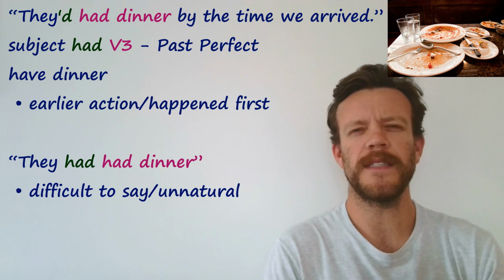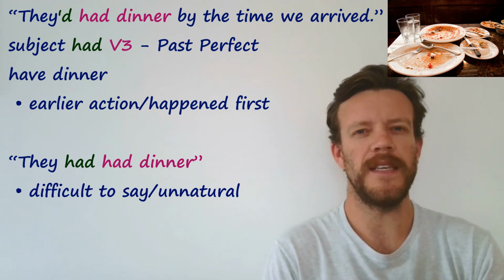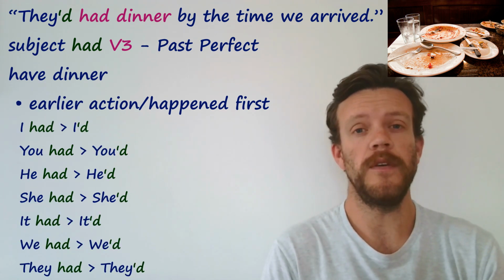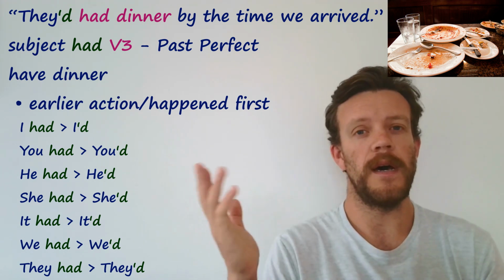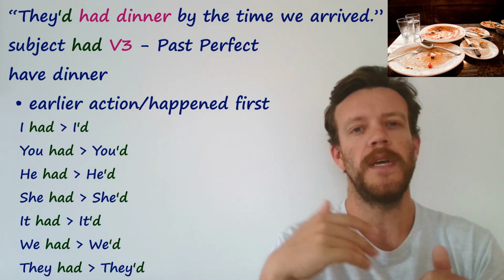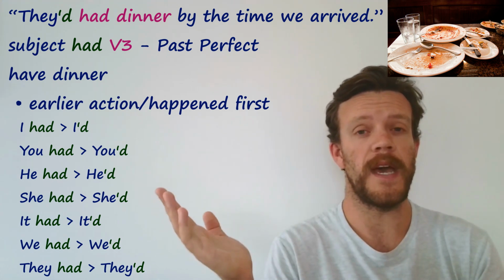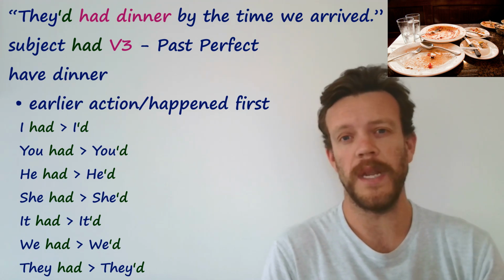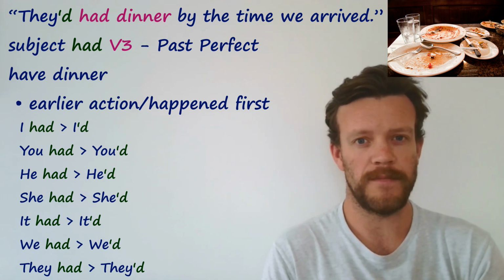However, it does sound a bit funny to say they had, and certainly this is something no one would really ever say. Instead, you want to contract the subject and had auxiliary. I had, I'd, you had, you'd, he had, he'd, etc. down to they'd had dinner by the time we arrived. It's more natural and it's going to be much easier to say and get correct.